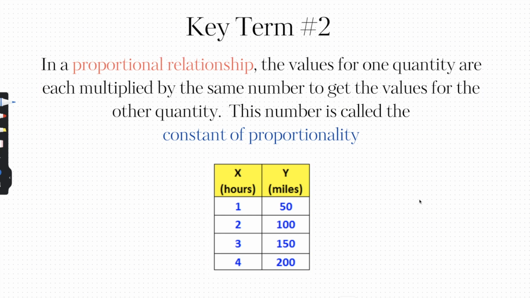of this table, because in order to get this value, we always multiply this value by 50. So let's say, for example, if we added another section here, and we said in 10 hours, how far would we travel? Well, if we do 10 times 50, that'll give us 500, because 50 is the constant of proportionality.